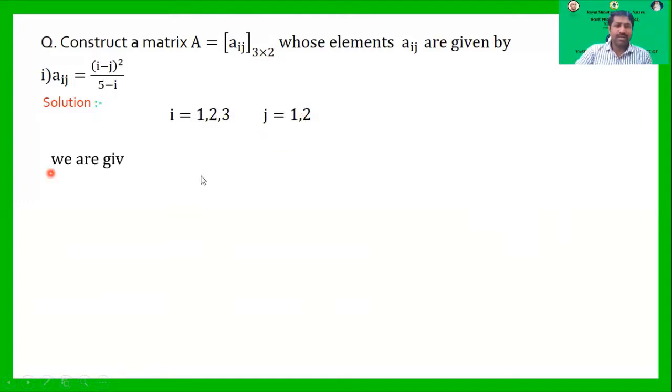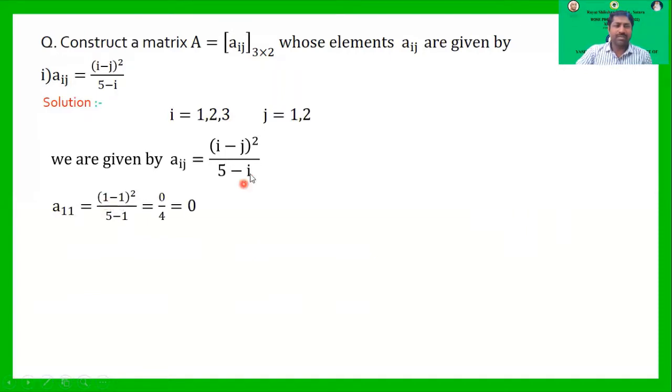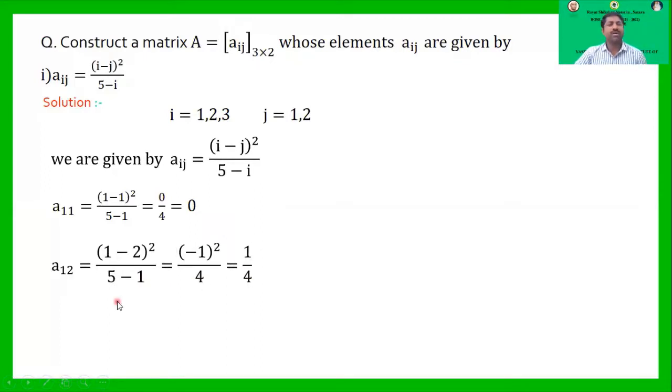So we are given the formula for a_ij, (i minus j) whole square upon 5 minus i. For A11, we replace i by 1 and j by 1 in this formula. So 1 minus 1, 0 squared upon 5 minus 1, that is 4. 0 upon 4 is 0. A12: this is (1 minus 2) whole square upon 5 minus 1. So (minus 1) square upon 4, so this is 1 by 4.